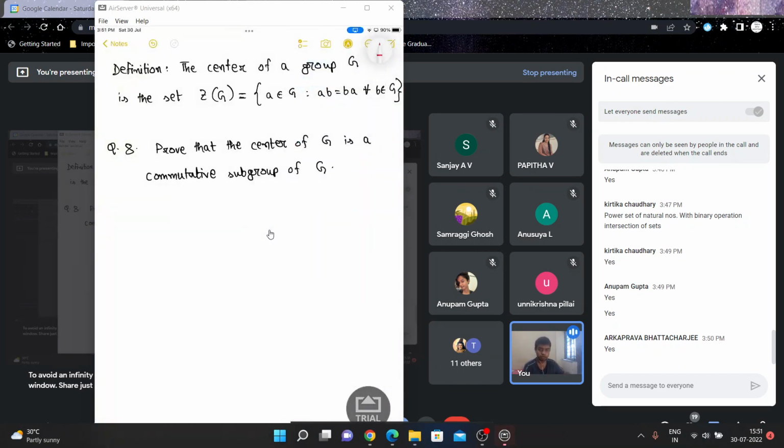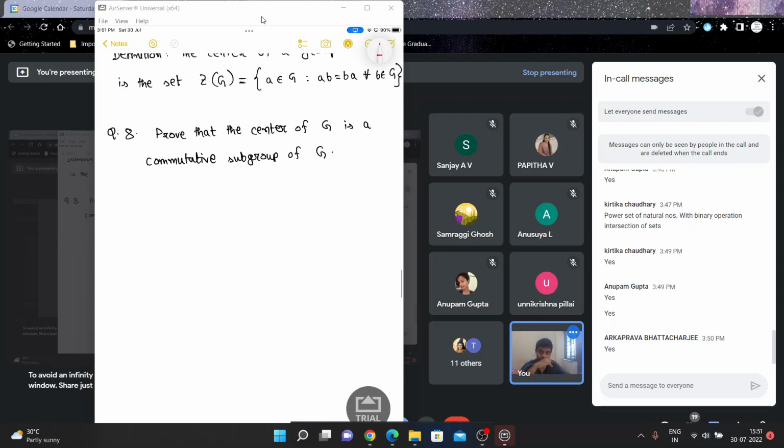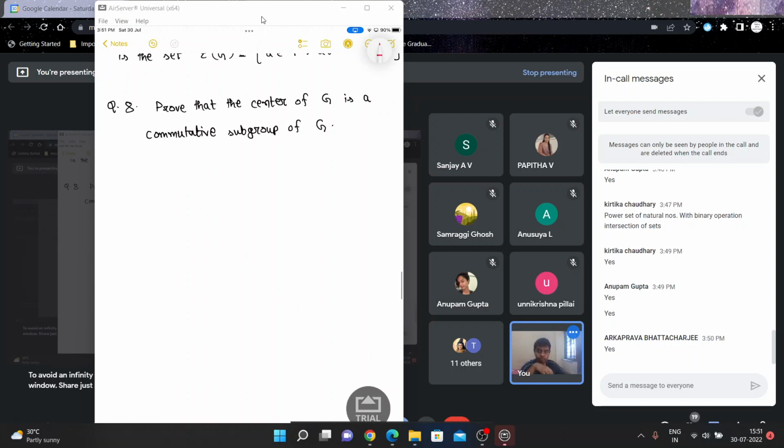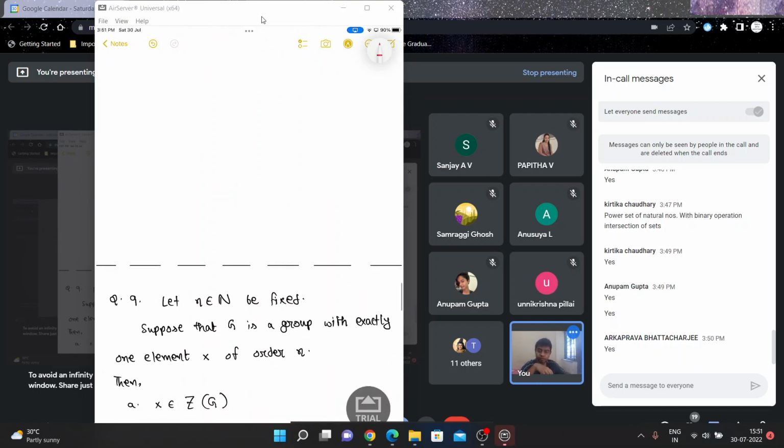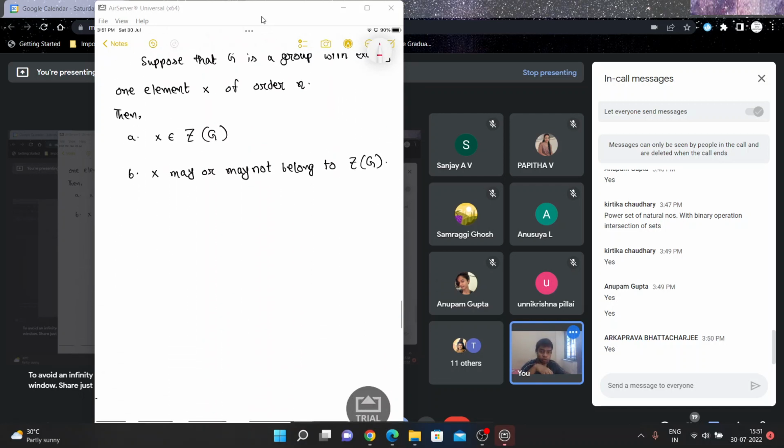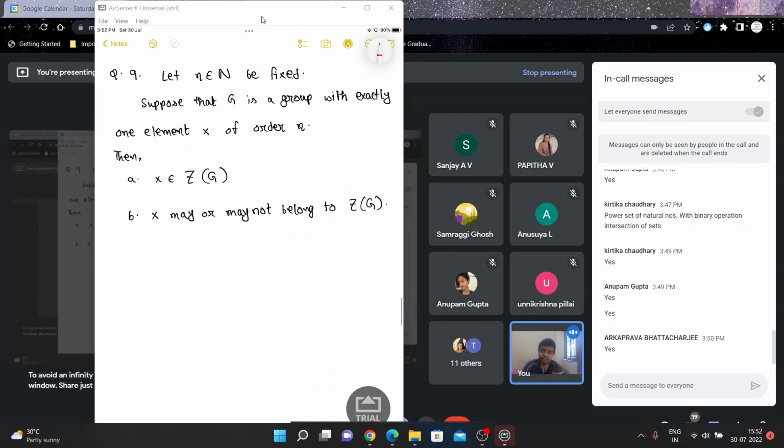So I leave this question for you all. You have to prove that the center of a group G is a commutative subgroup of G. That's a very standard problem, and I am very sure that you have done this previously. G might not be commutative, but this particular subgroup, the center of the group, is always commutative.